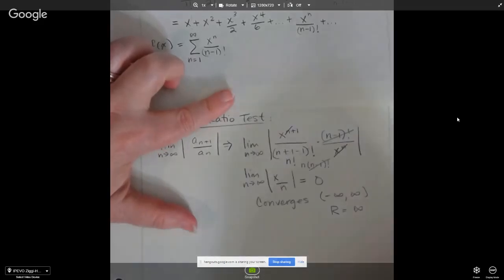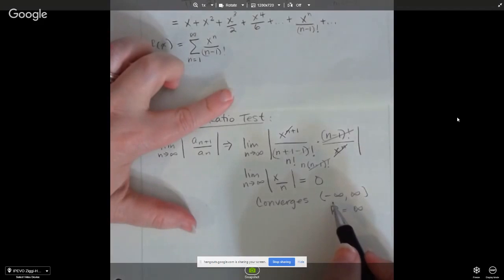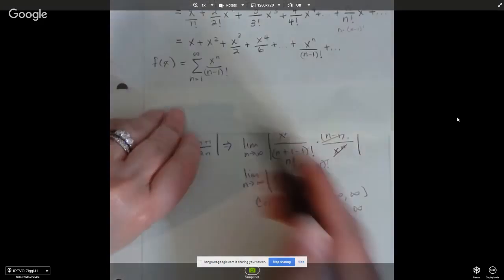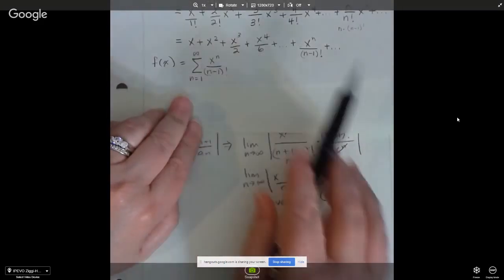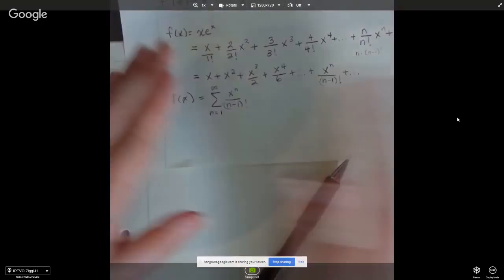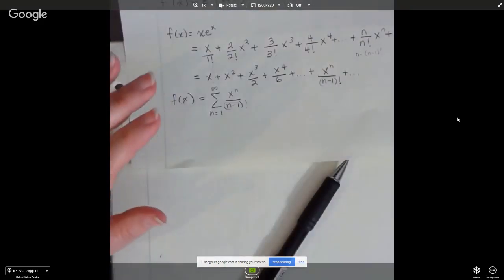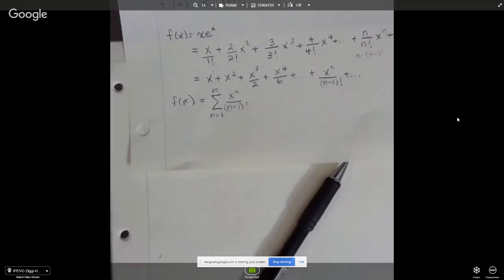But this will converge for all real numbers if you use infinitely many terms. Do you see how when I was expanding on the Desmos graph, the more terms I used, the interval of convergence kept getting bigger? That's why, because the more terms you use, the more accurate you're going to be. The closer it'll fit, the longer it will fit. It'll increase your interval of convergence.